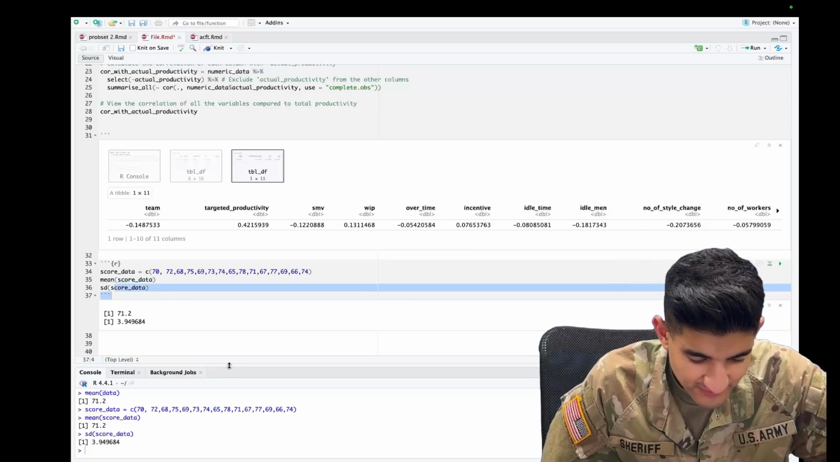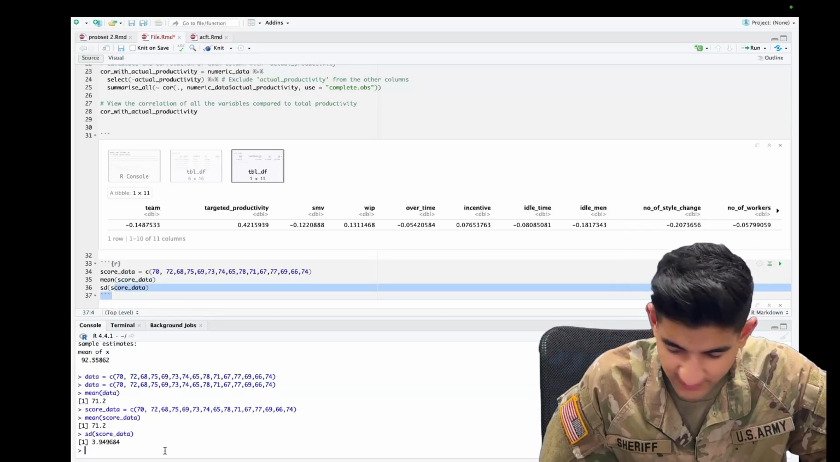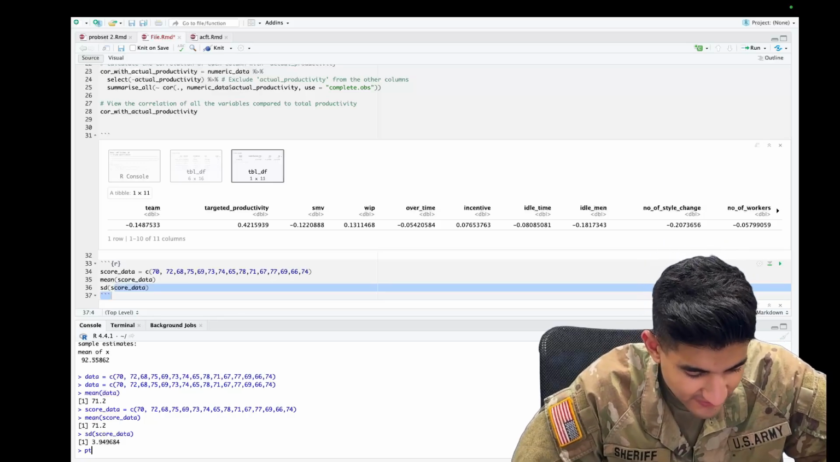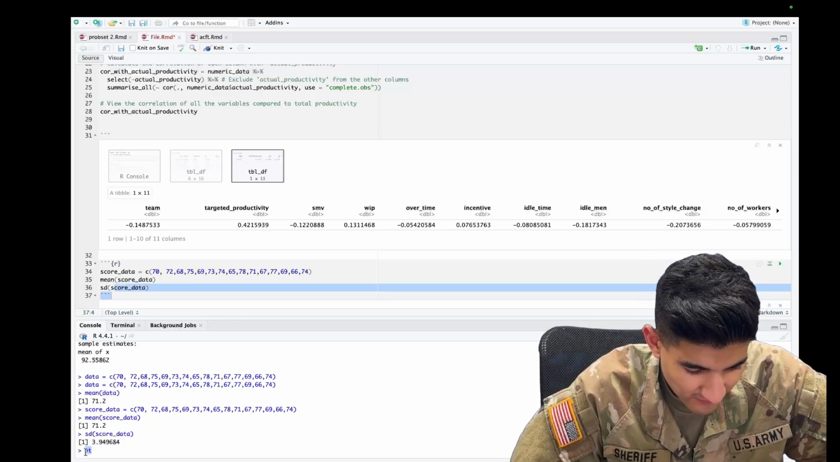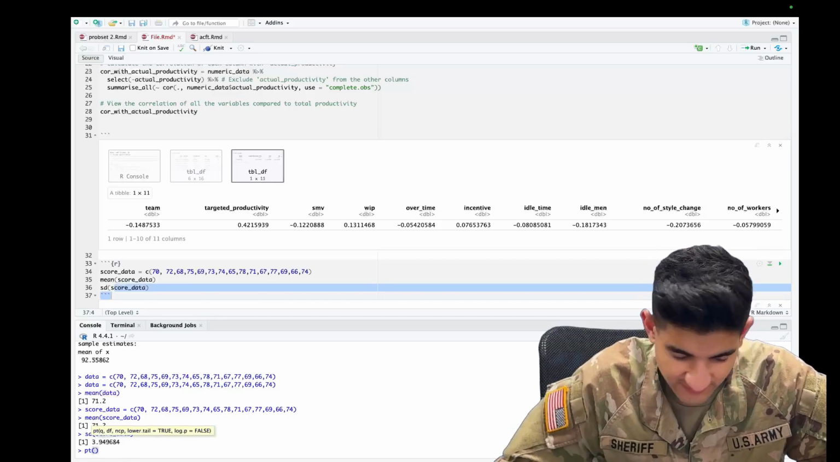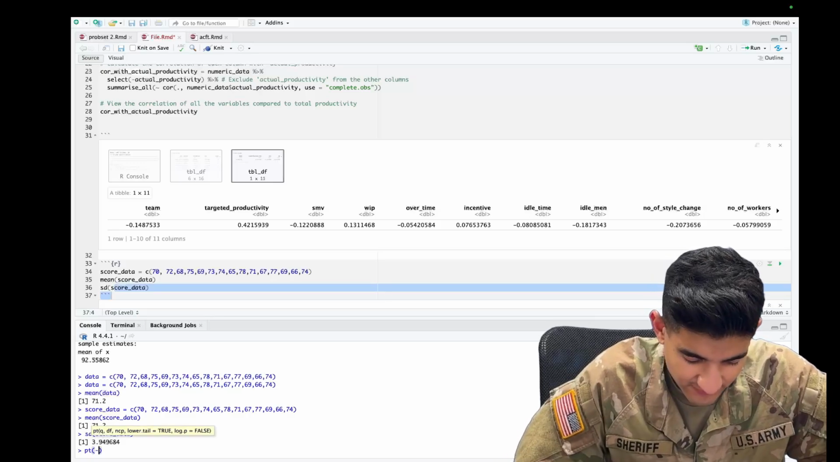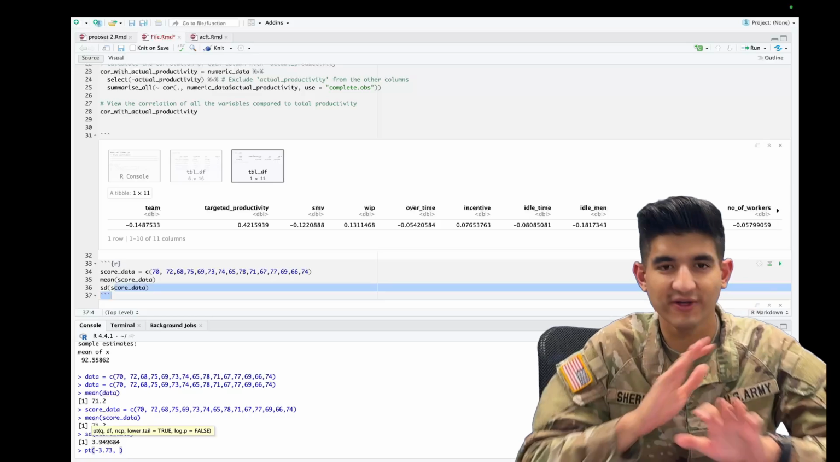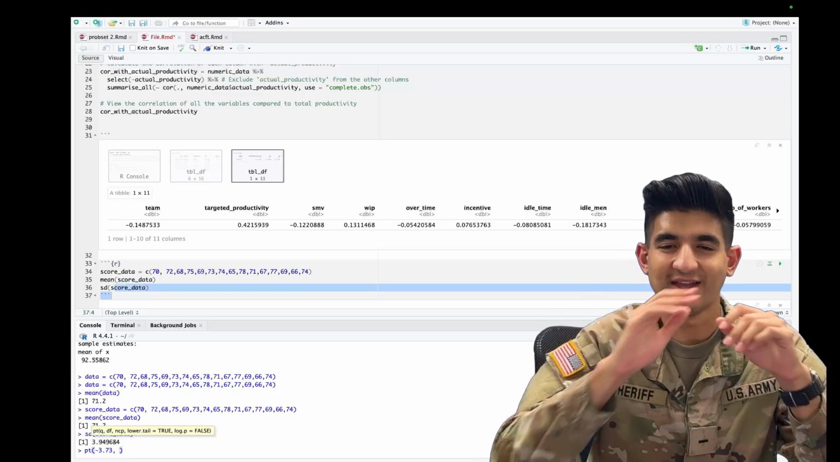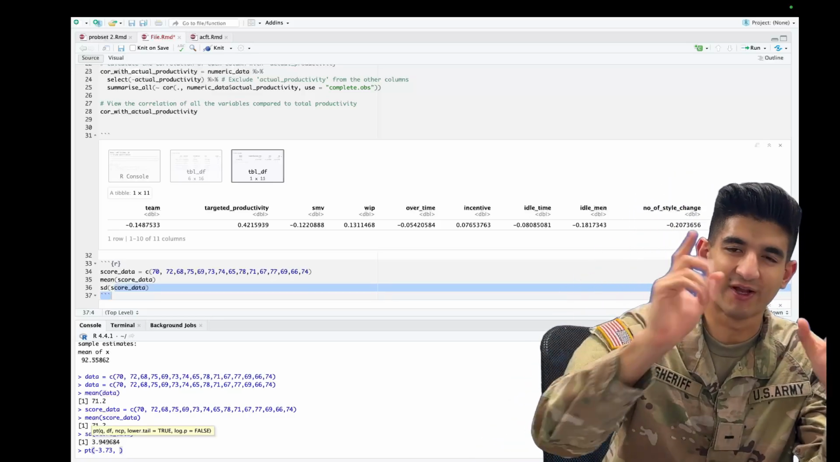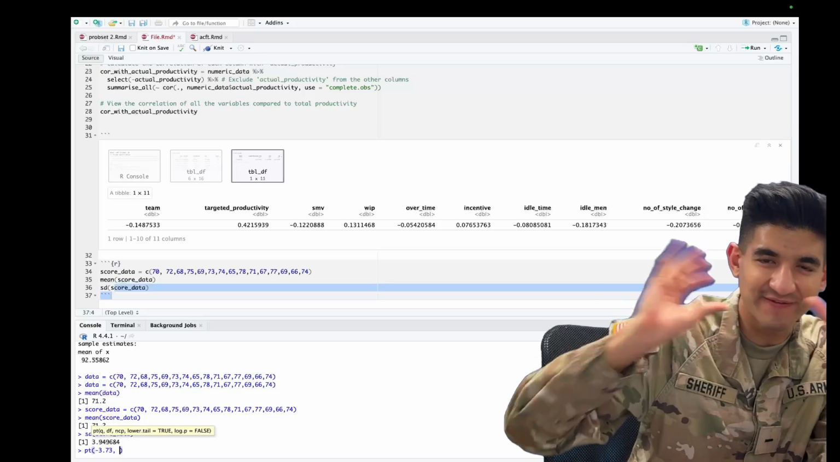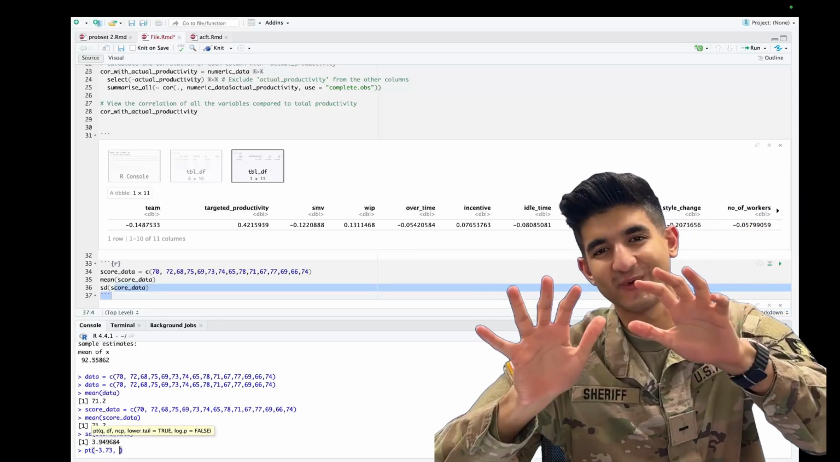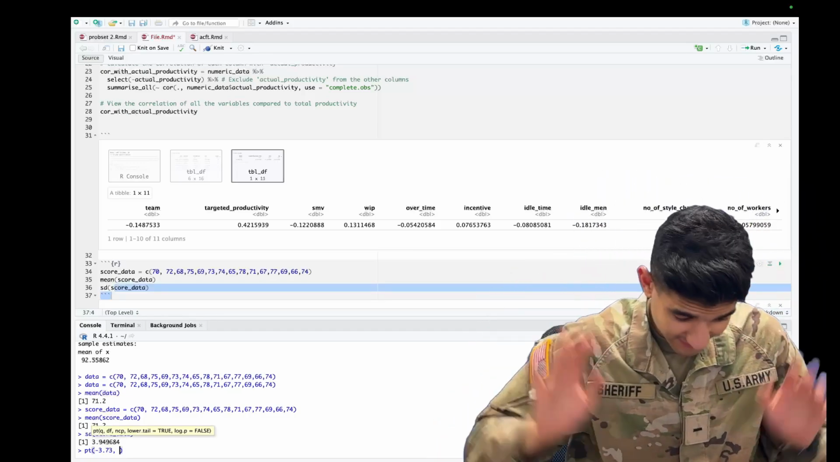Now to get the p-value, I'd do pt in the console down here. And then I put in our t-statistic, which was negative 3.73. And then we have this thing called degrees of freedom. Don't get confused by it. It's just your sample size minus 1, n minus 1. In our case, we have 15 samples, minus 1, 14. That's all it is.